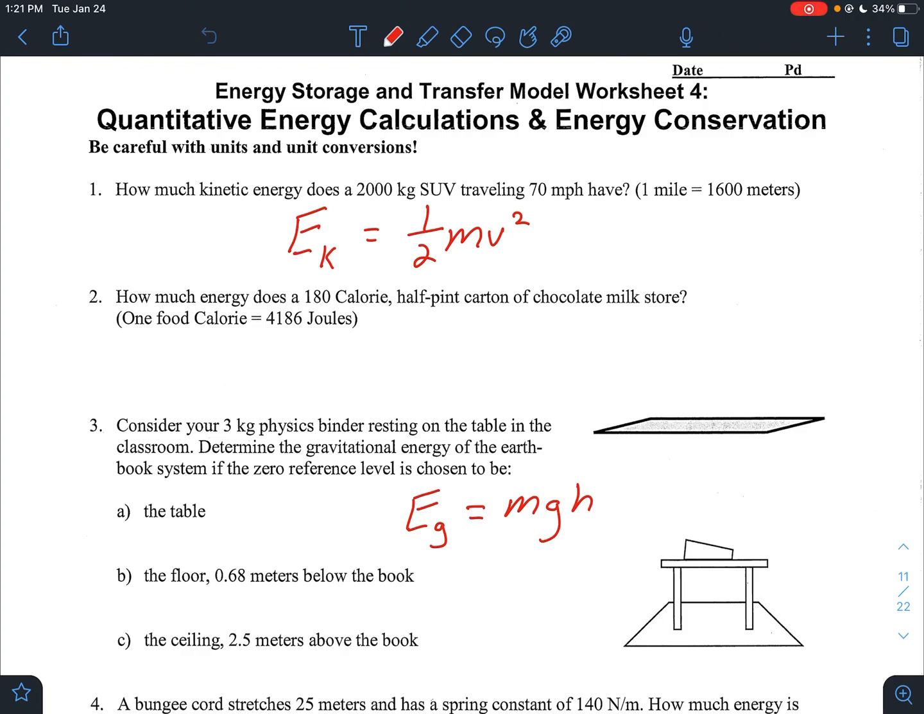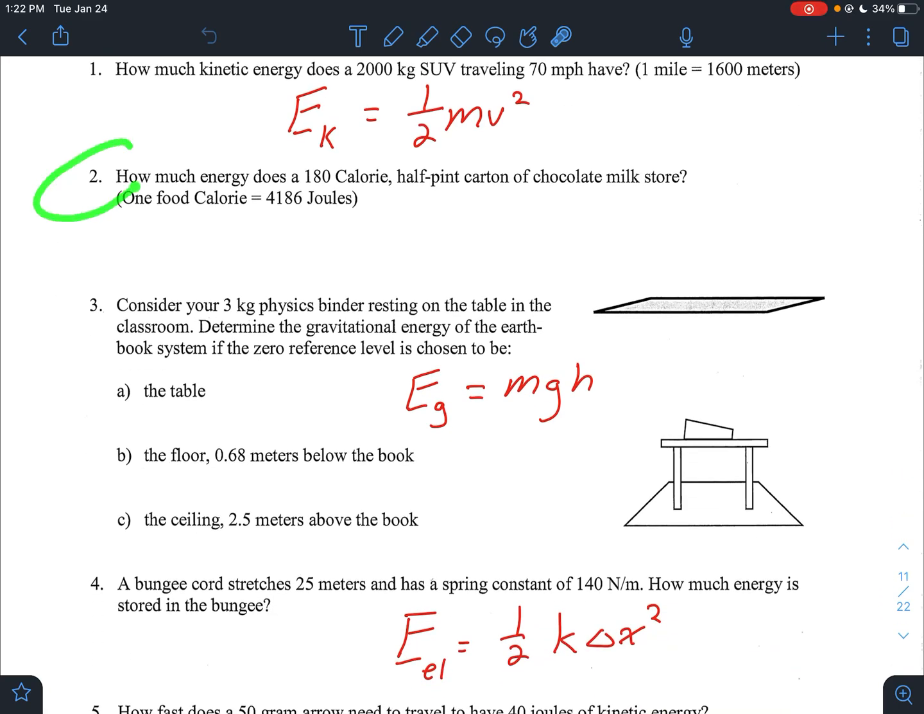So in worksheet 4, it's kind of a mix of different things happening. In question 1, we have just a simple calculation of kinetic energy. But we do have some differing units, meaning we have 70 miles per hour and we need to convert that to meters per second. So feel free to convert that or simply look up an online calculator for the conversion. And that's pretty much it for that question.